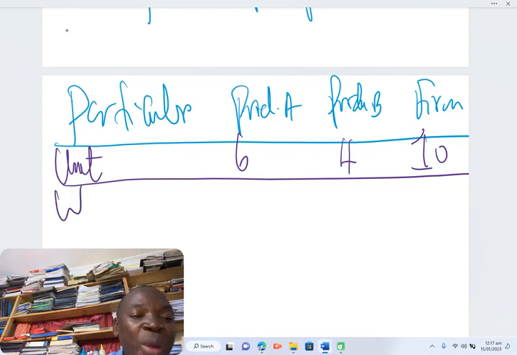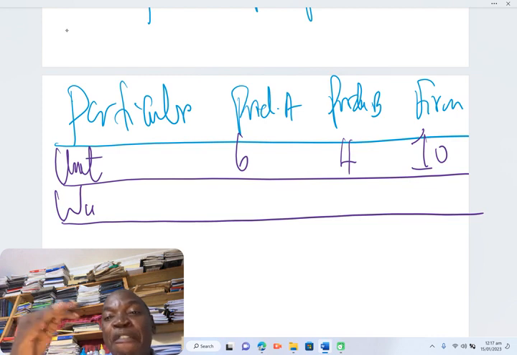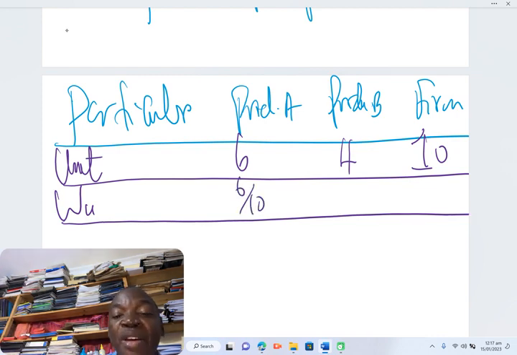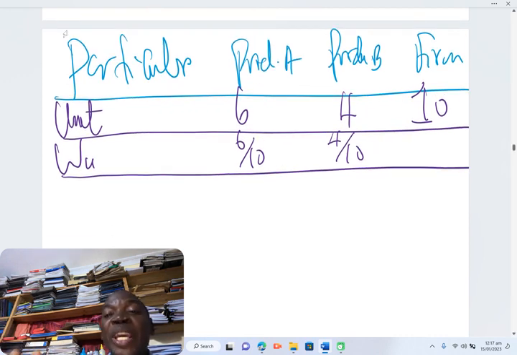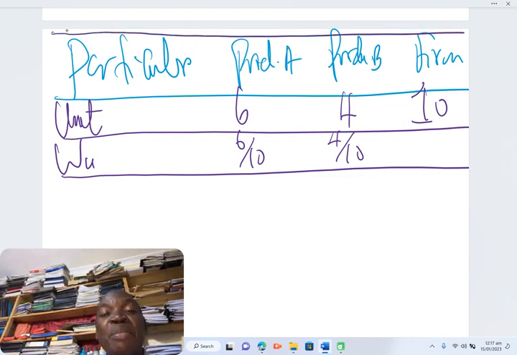Now, the weight by units, this is a fraction by units in a firm. Product A shares 6 over 10. And product B shares 4 over 10. That is how it works at the start, so that a multi-product must have this information before going into any of the procedure. Number 2 is the selling price.